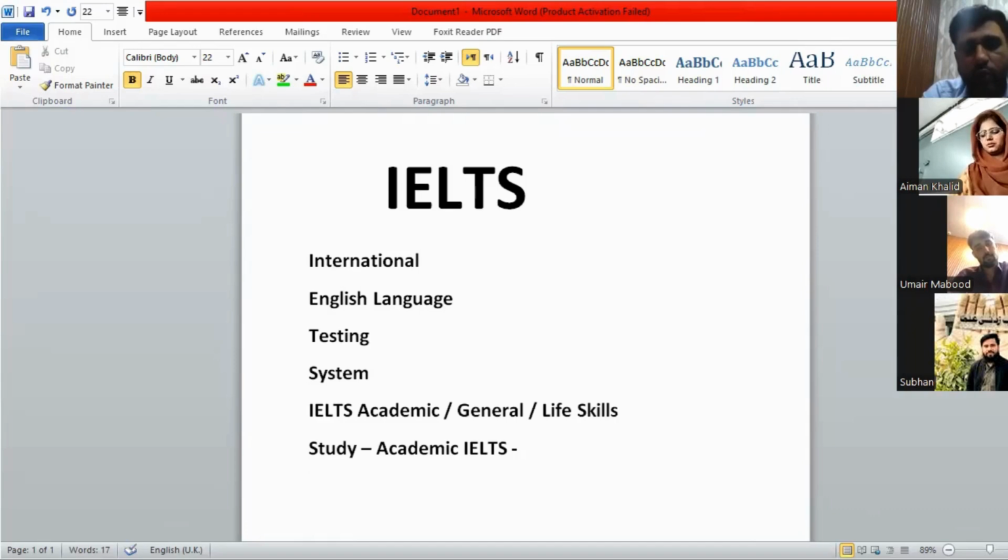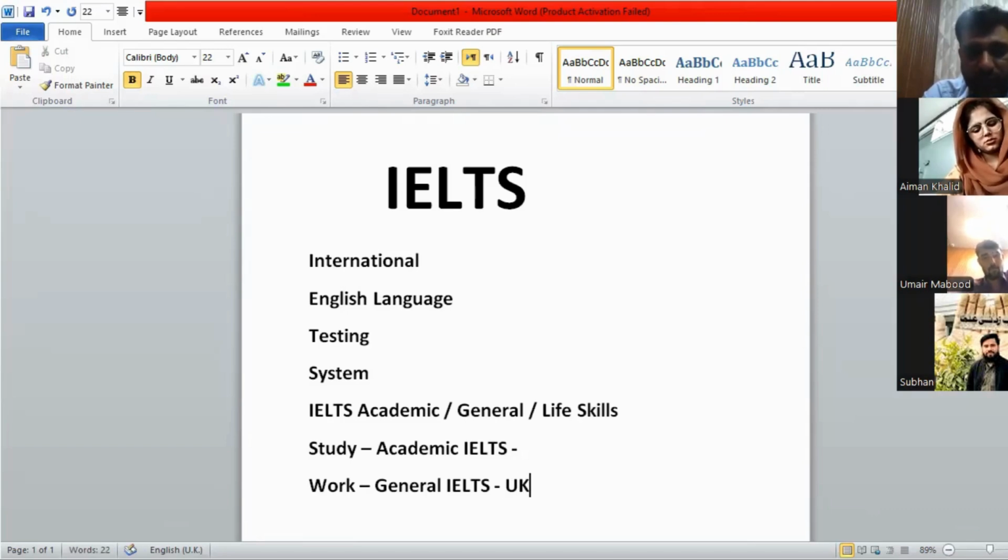Now, those who want to go for work are supposed to do general IELTS, right? Now, if the student is particularly going to the UK, they are supposed to do UKVI, right?